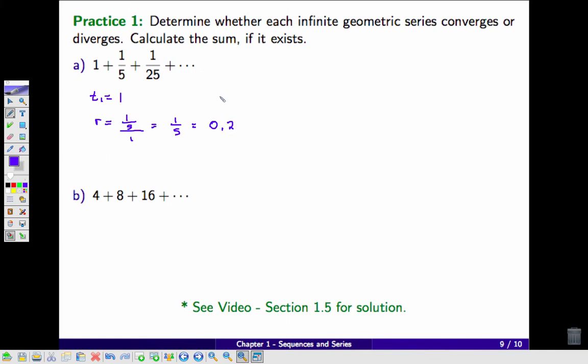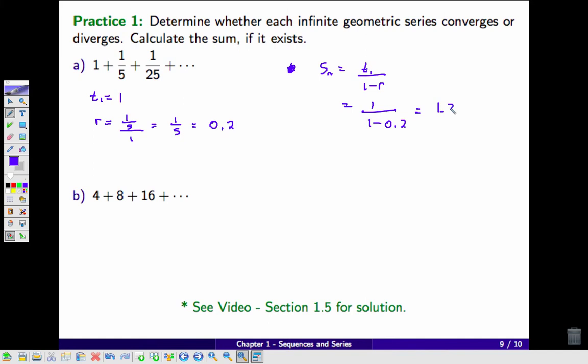I'm going to put this into decimal form for us. So this will actually converge to a number. Check it out: 1 plus 1 over 5 plus 1 over 25, and so on. What will this converge to? Well, what's our formula? We're looking for S, the sum. S is T1 over 1 minus r. Very simple, right? So that is the following.